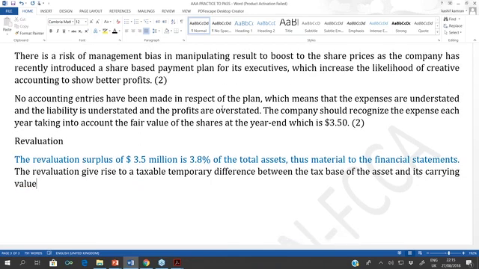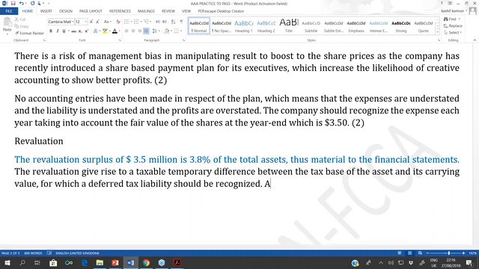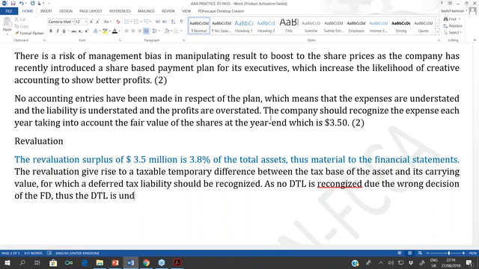It gives rise to a taxable temporary difference between the tax base of the asset and its carrying value, for which a deferred tax liability should be recognized. Then you will criticize: as no deferred tax liability is recognized due to the wrong decision of the finance director, thus the deferred tax liability is understated.